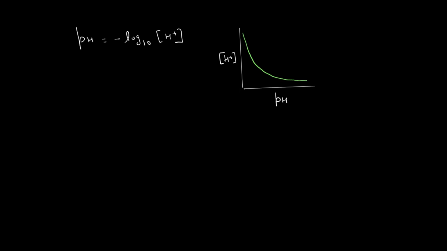So as the pH increases, the H+ ion concentration decreases. Here we can see as the pH is increasing, the H+ ion concentration is decreasing, and as the pH is decreasing, the H+ ion concentration is increasing.